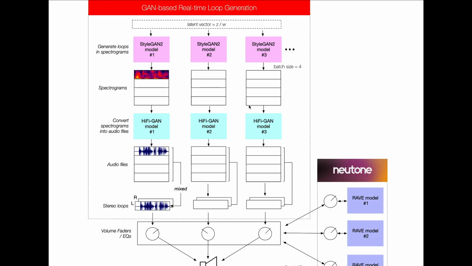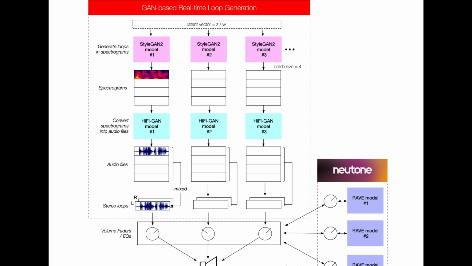So this is the whole diagram of my system. Here I have a few different models trained on different datasets, such as rhythm patterns, basslines, and melodies, and I use these models to generate different types of loops and mix them together as a DJ. And every time a new loop is generated, it simply gets crossfaded into the previous one.